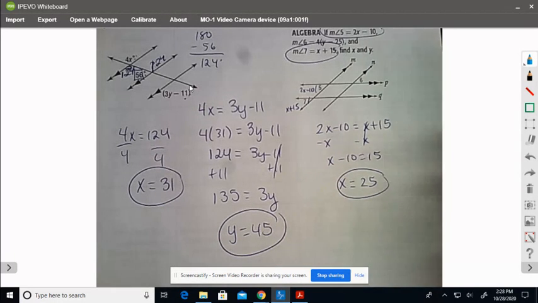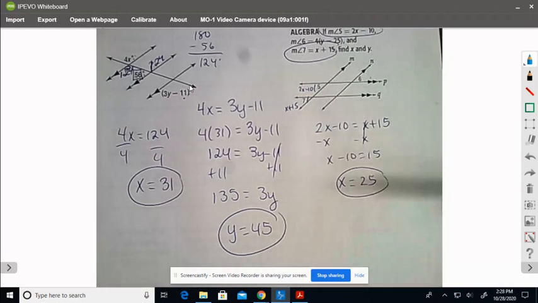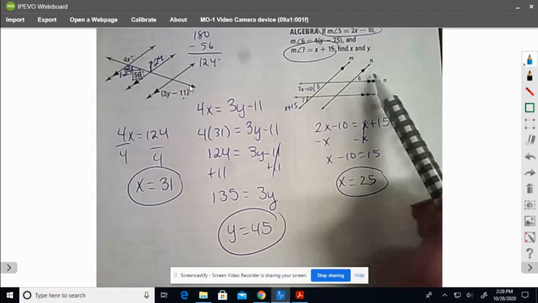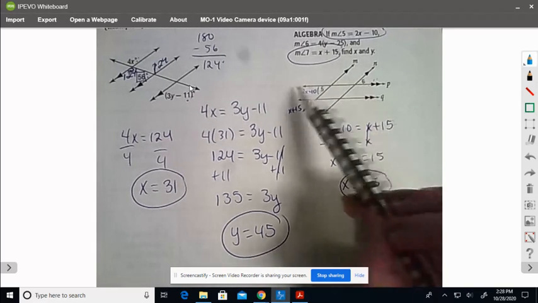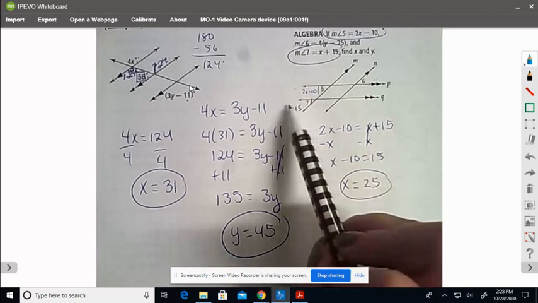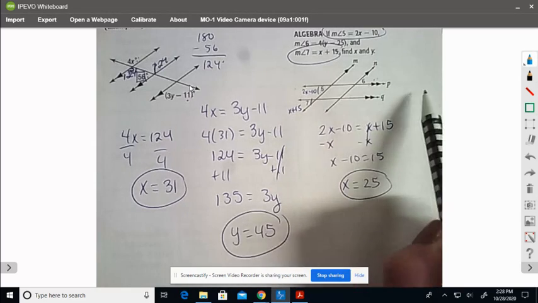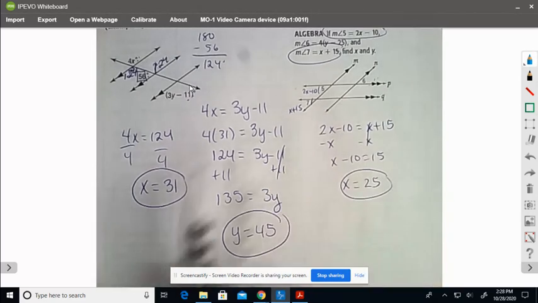My last step is to think about the relationship between 5 and 6. I could try to think of a relationship between 7 and 6, but there really isn't one because they're not on the same transversal. 5 and 6 are on transversal P. 7 is on transversal Q. So we can't really compare 7 and 6. They're not on the same transversal.